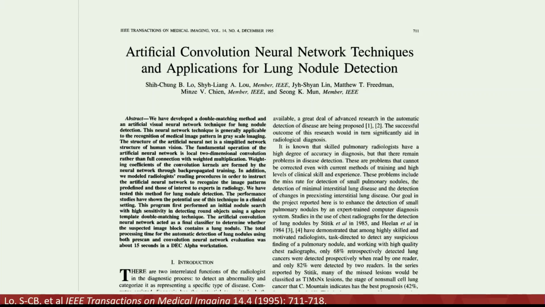1990s. This is a paper by my colleagues at Georgetown, Seong Ki Mun's lab, and Ben Lo was one of the developers of some of the deep learning algorithms that we still use. Kunio Doi's lab and others were very active in creating these tools, and they resulted in commercial tools that probably many of you have used. So you've already been using these techniques if you've ever used a CAD algorithm.